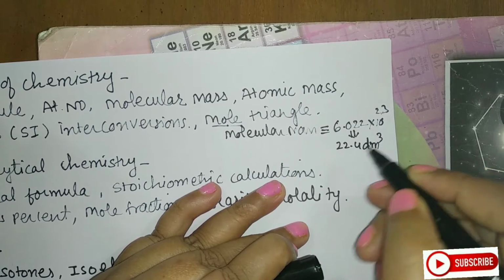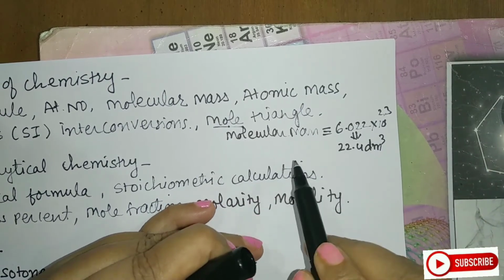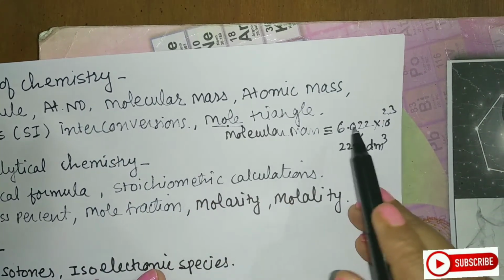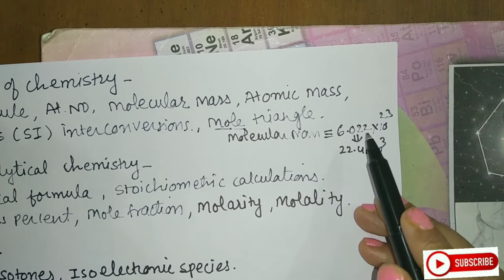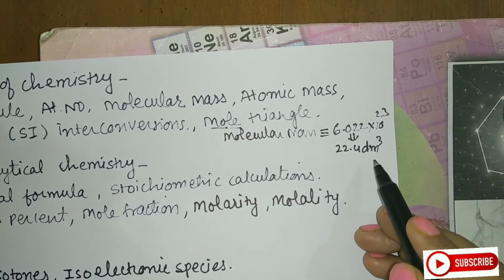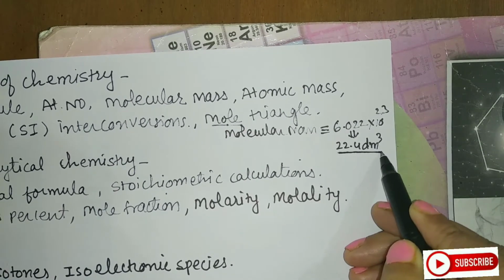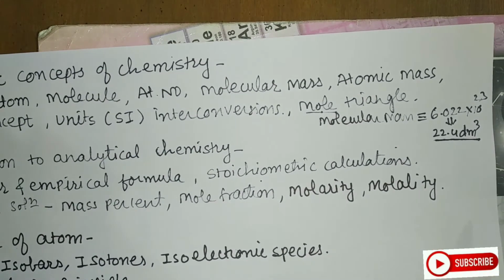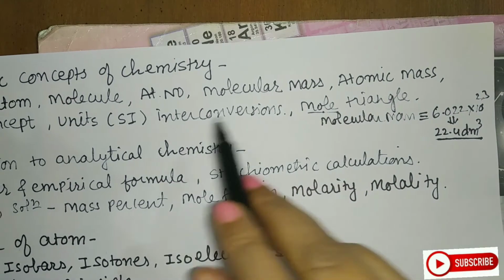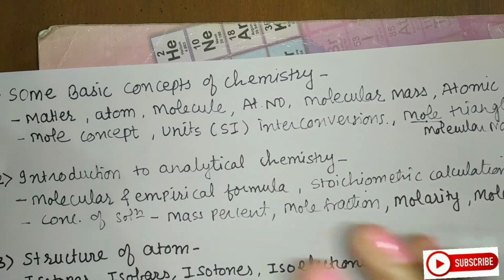dm cube. So this interconversion of the given mass into mole, to the number of particles, electrons, or the standard STP conditions, that is the standard volume 22.4. So this particular conversion is very, very important, and you must know this much from the first chapter.